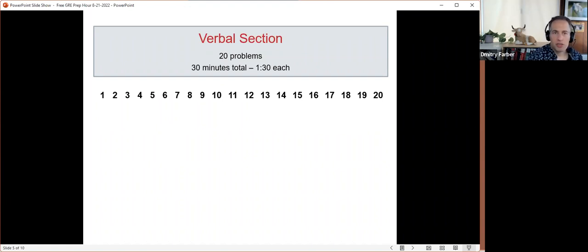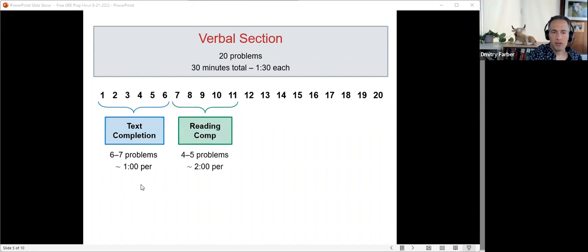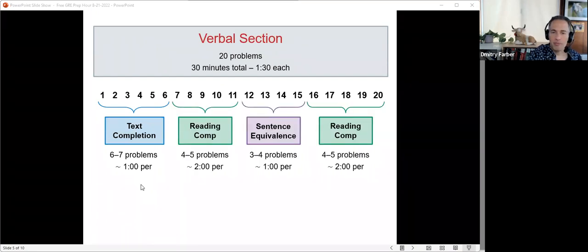But not all questions are equal. You'll have quite a few questions that are vocab fill-ins. That's the kind we'll do today, text completion and sentence equivalents. And you'll also have some questions that are reading comprehension, whether it's a short argument or a long, technical passage. And those will naturally take a little bit longer. So we usually figure that for the fill-in questions, you're averaging about 1 minute per question. And for the reading comp questions, you're averaging about 2 minutes per question, including reading time.